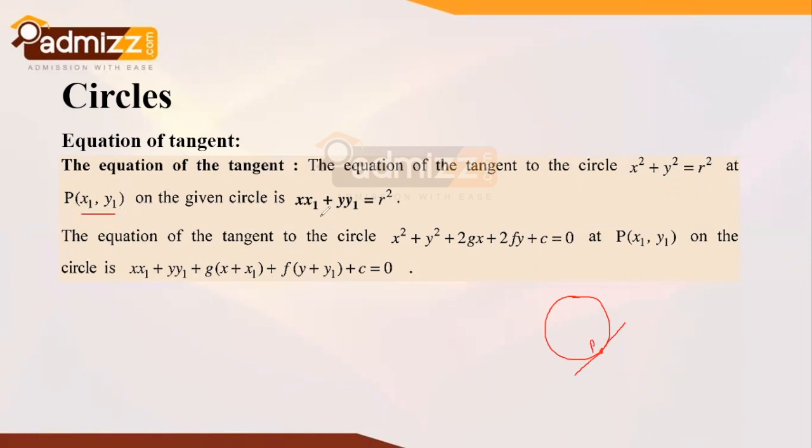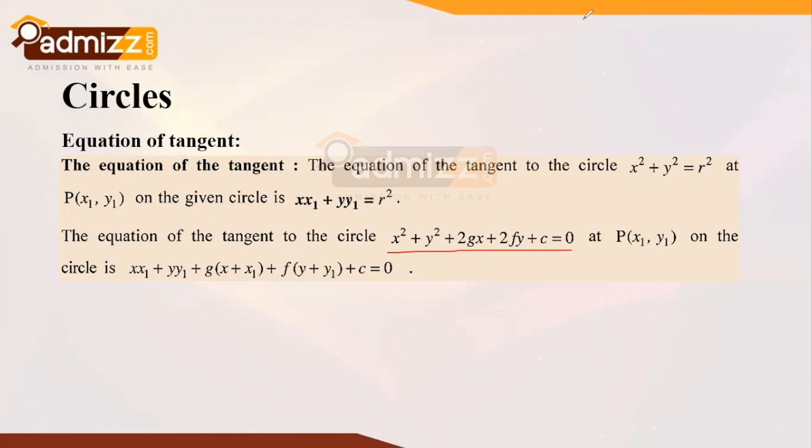So point P is given as (x1, y1), we need to simply substitute the values of x1 and y1 in this particular equation, and then we get the equation for tangent. Now make sure the equation of tangent is nothing but the equation of a line, since tangent is a line. So the equation of tangent to the circle at P (x1, y1) on the circle, if the equation of circle is given in this particular format, is written as x x1 + y y1 + g(x + x1) + f(y + y1) + c = 0.